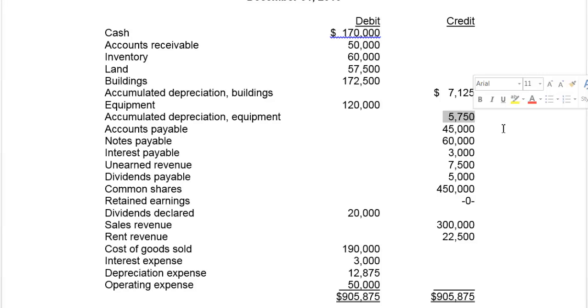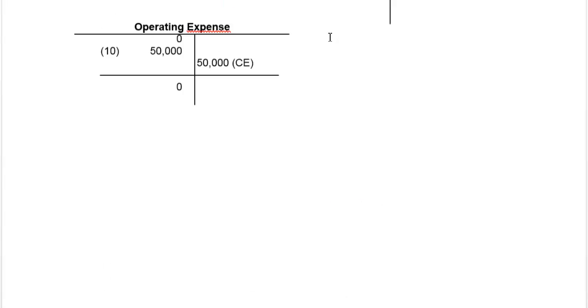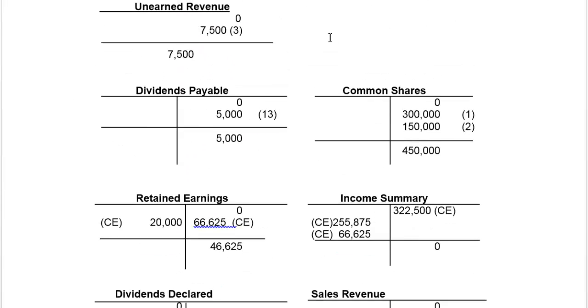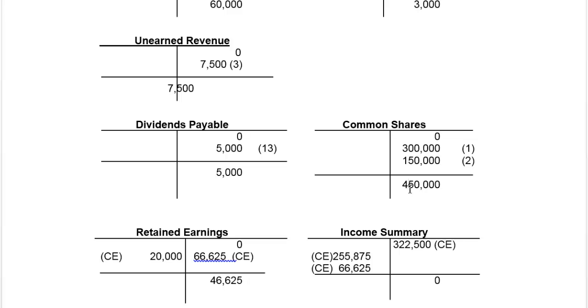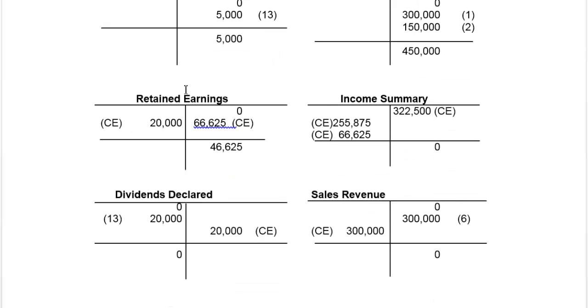Now notice in the adjusted trial balance, all we're doing is listing, from the T accounts that we had up here, all of the ending balances in our accounts, all of the ending balances that we have here.